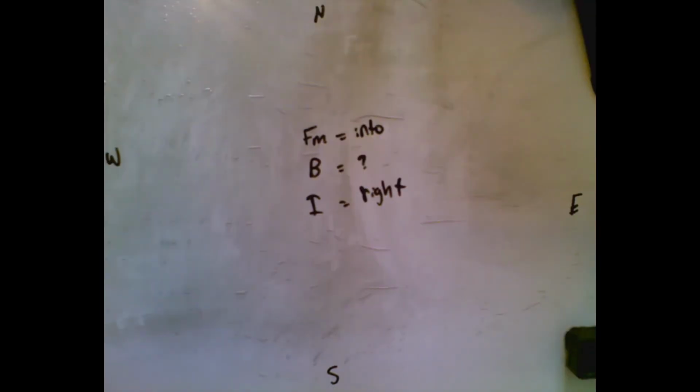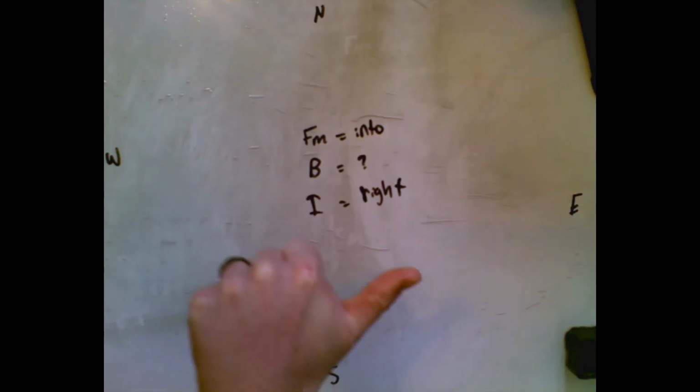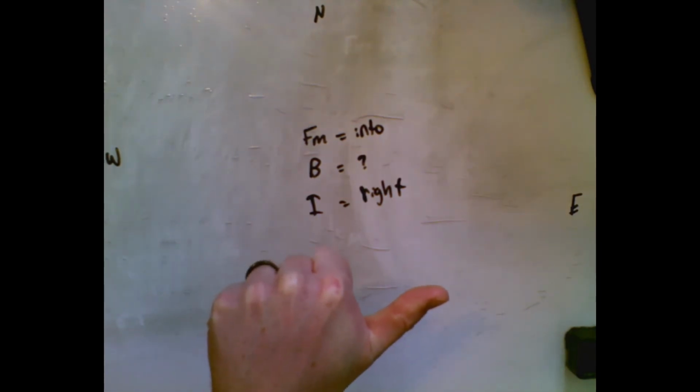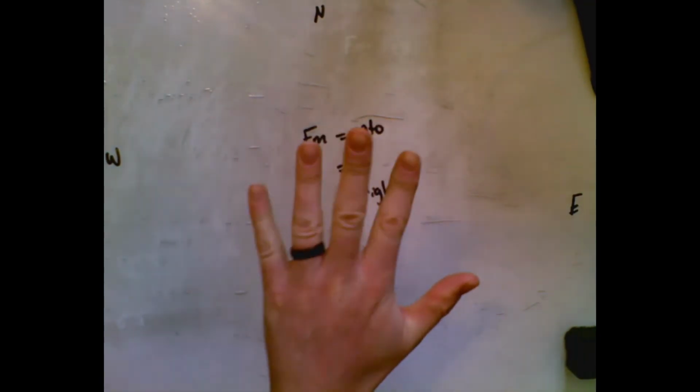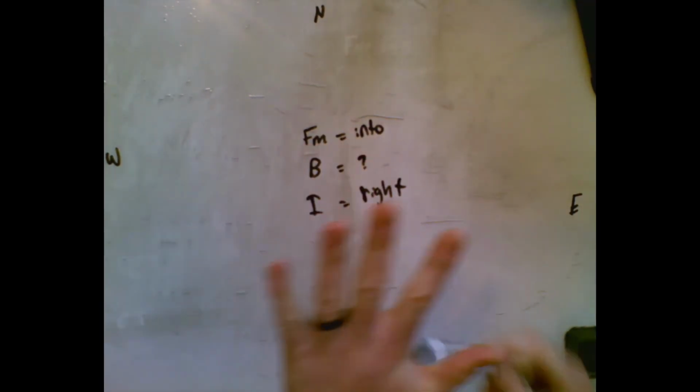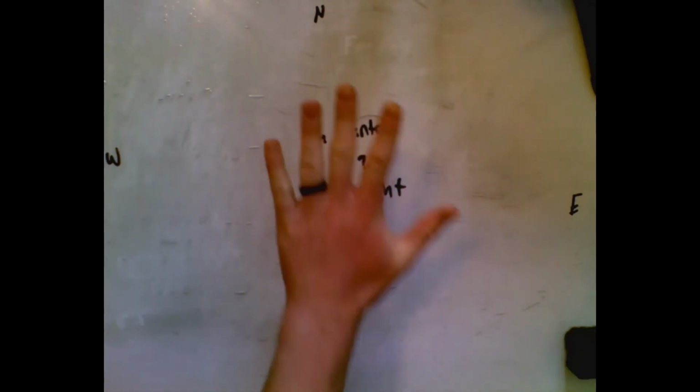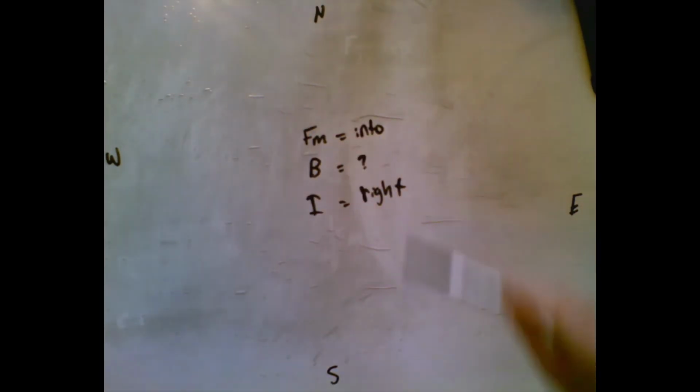So first thing I'm going to do, I like to set up my thumb. My thumb is my current, and then my magnetic force is going into the page. So I feel like these are all the same. So my palm is pushing downwards, this being my page here. So I'm going to go into the page.